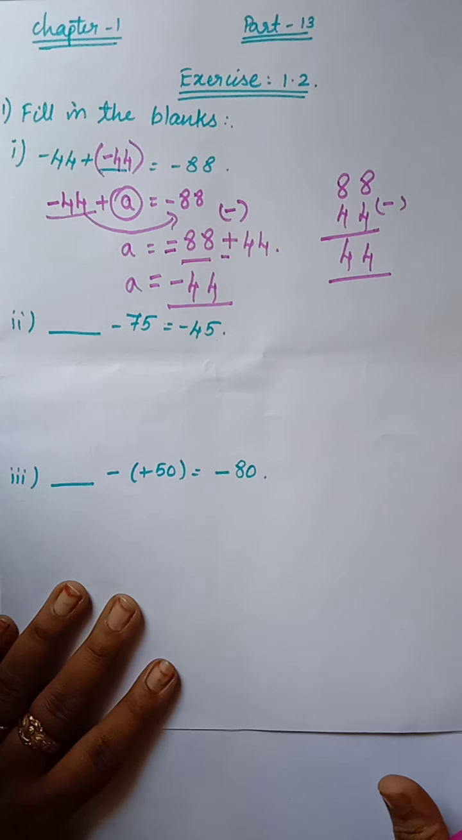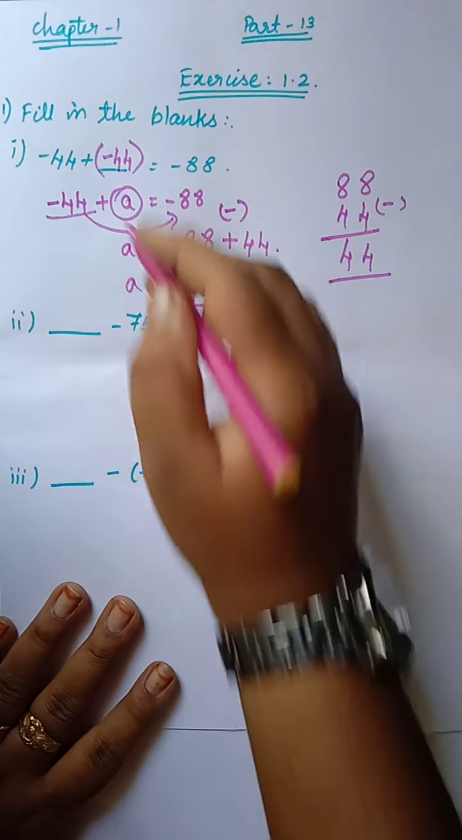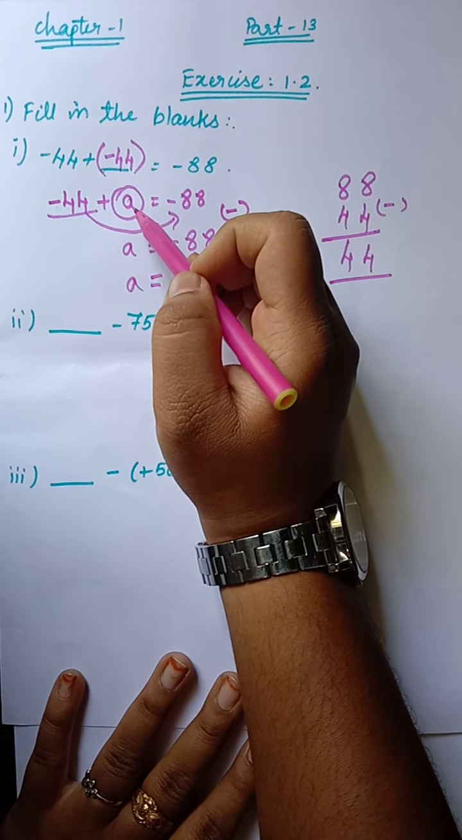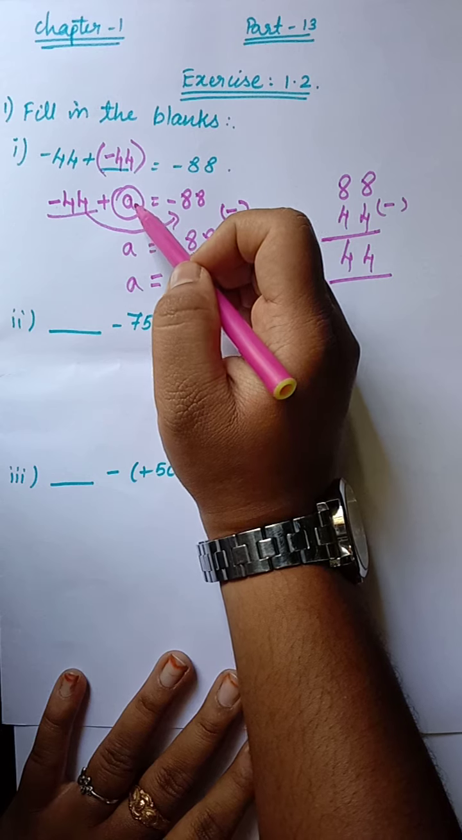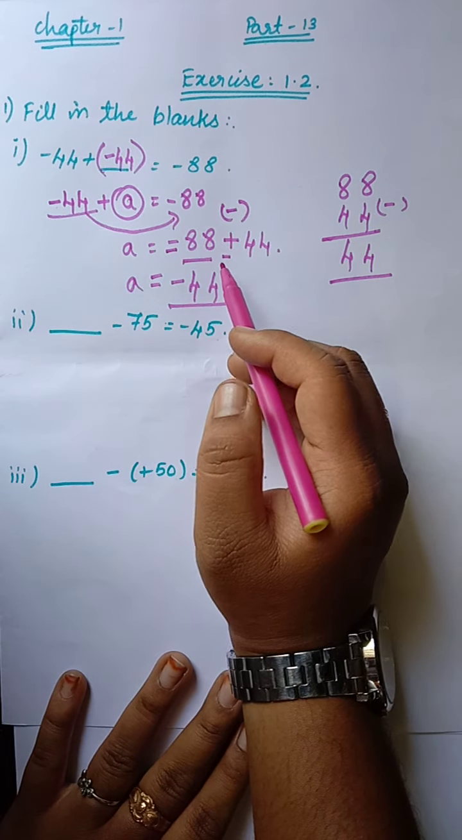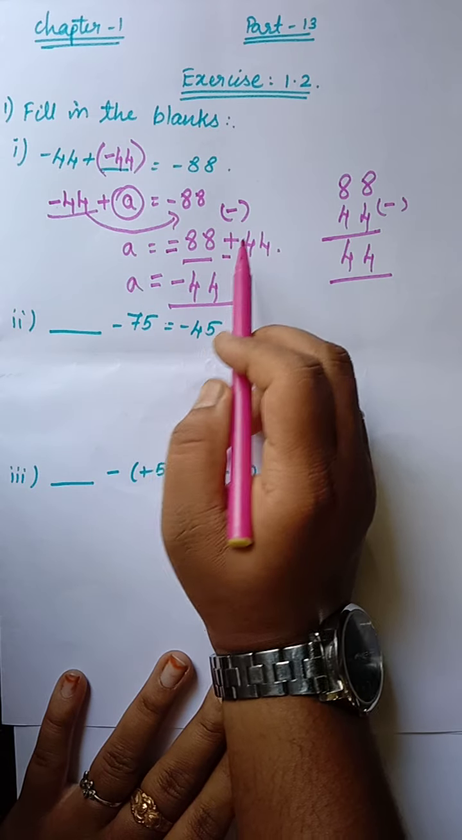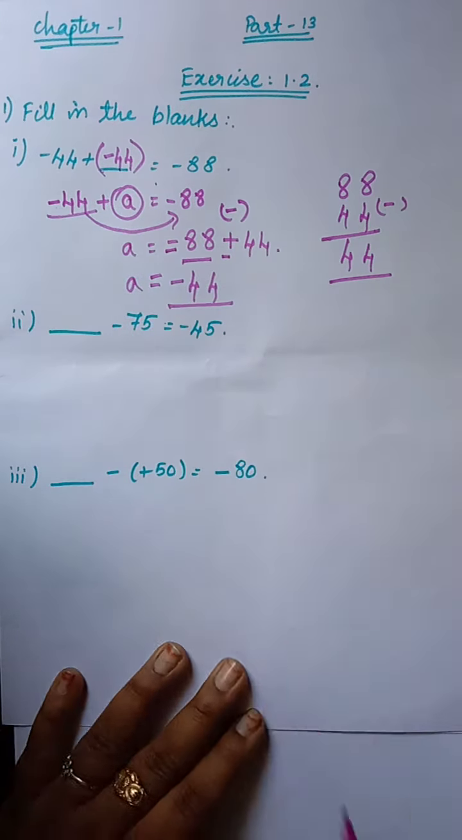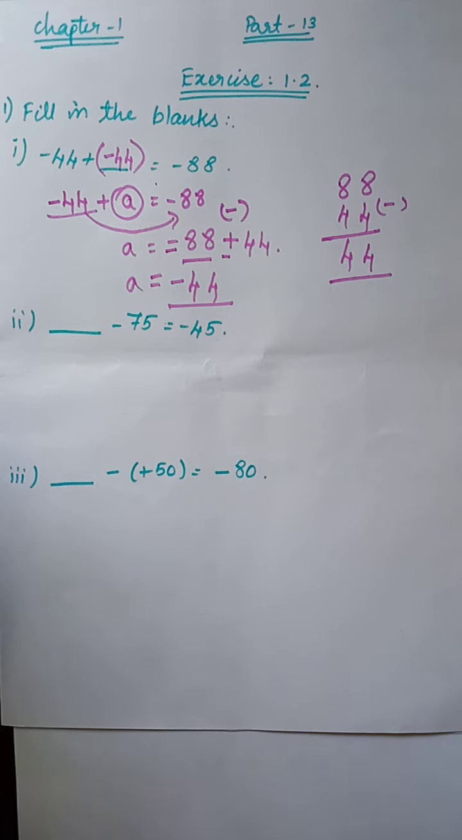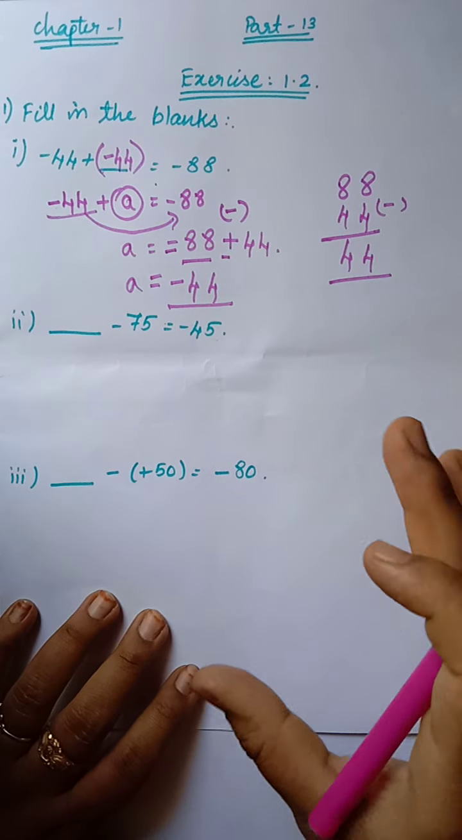Clear? Can you understand? We have taken dash as a. With the help of that we simplified the sum and found the value of a, and we take that value of a and substitute it in the dash place in the question. So likewise we are going to do all the sums.